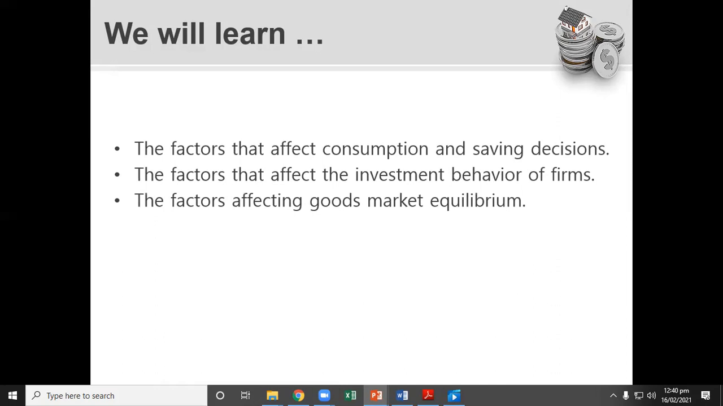We explore the determinants of aggregate demand for goods, which prepares us for future discussion. And while exploring aggregate demand, we will examine the factors affecting saving and capital formation, which prepares us for a future discussion of, of course, economic growth and other issues.